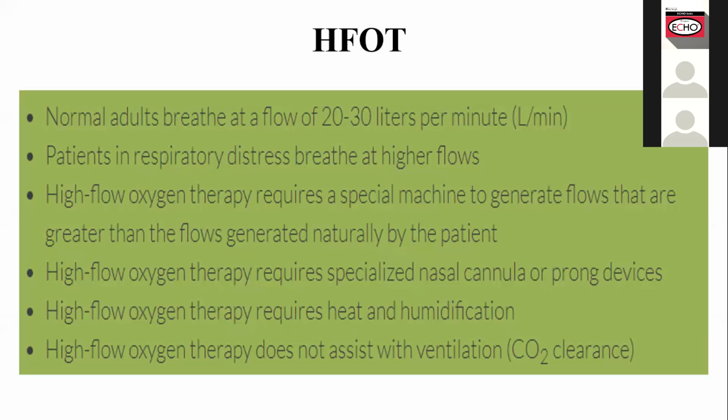So the advantage is that in the case of normal adults, they breathe at a flow between 20 to 30 liters per minute. This is a normal flow. So patients in respiratory distress breathe at a higher flow. Of course, they need more oxygen. So high flow oxygen therapy requires a special machine to generate a flow that is greater than the normal flow.